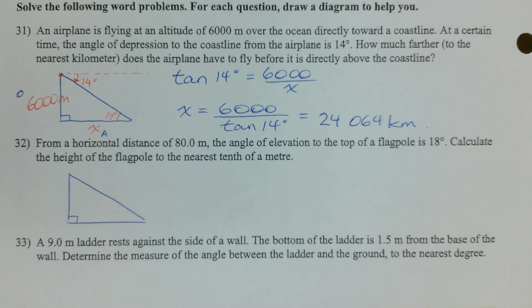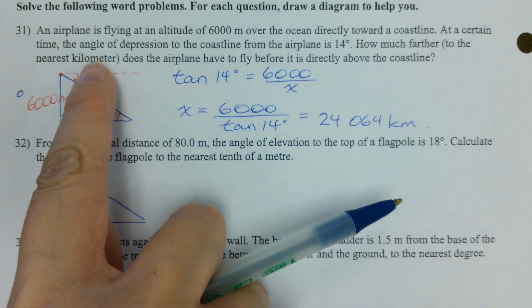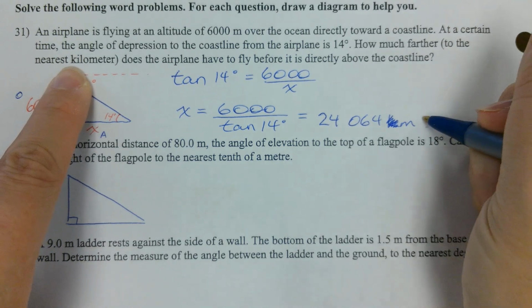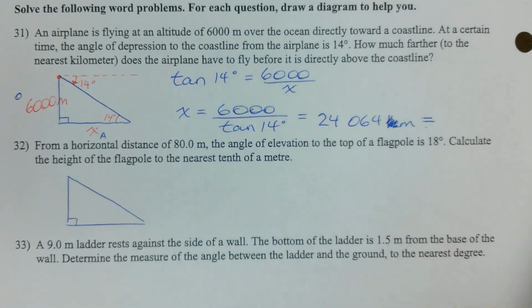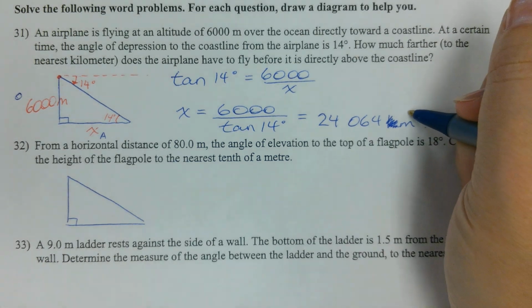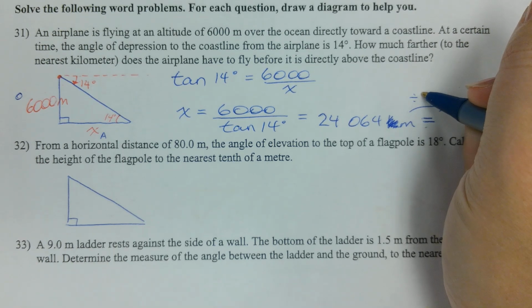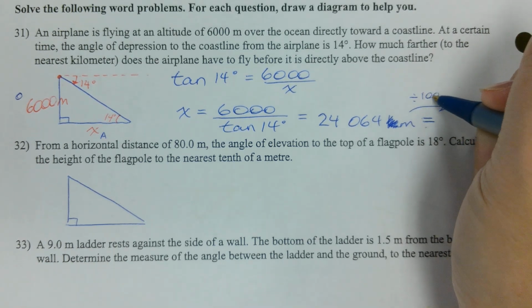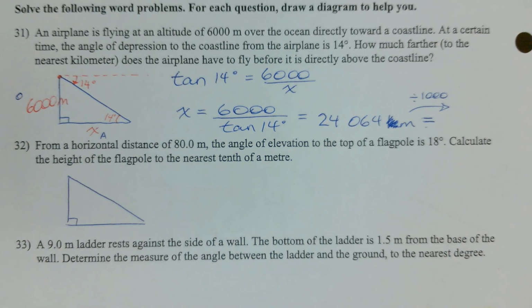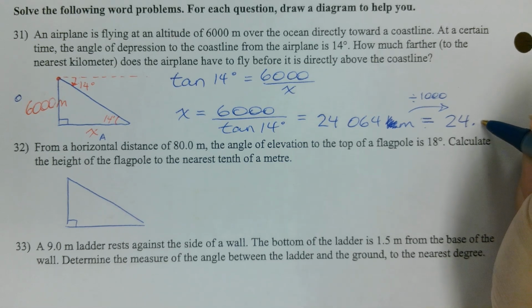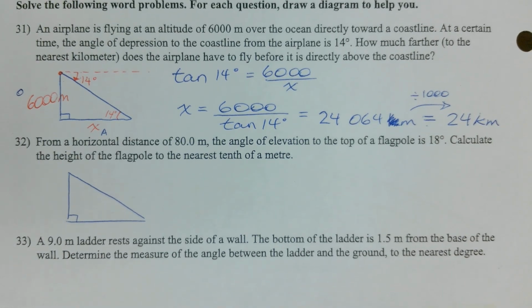That's meters. 24,064 meters. Oh, thank you. So this is in meters, and then they want you to convert it to kilometers. So how much is this in kilometers? What would you do to convert to kilometer? Divide by 1,000. Yeah, kilo is 1,000. So when you do this divided by 1,000, you get 24.064. What does it say? Oh, nearest kilometer. Yeah, so just 24.